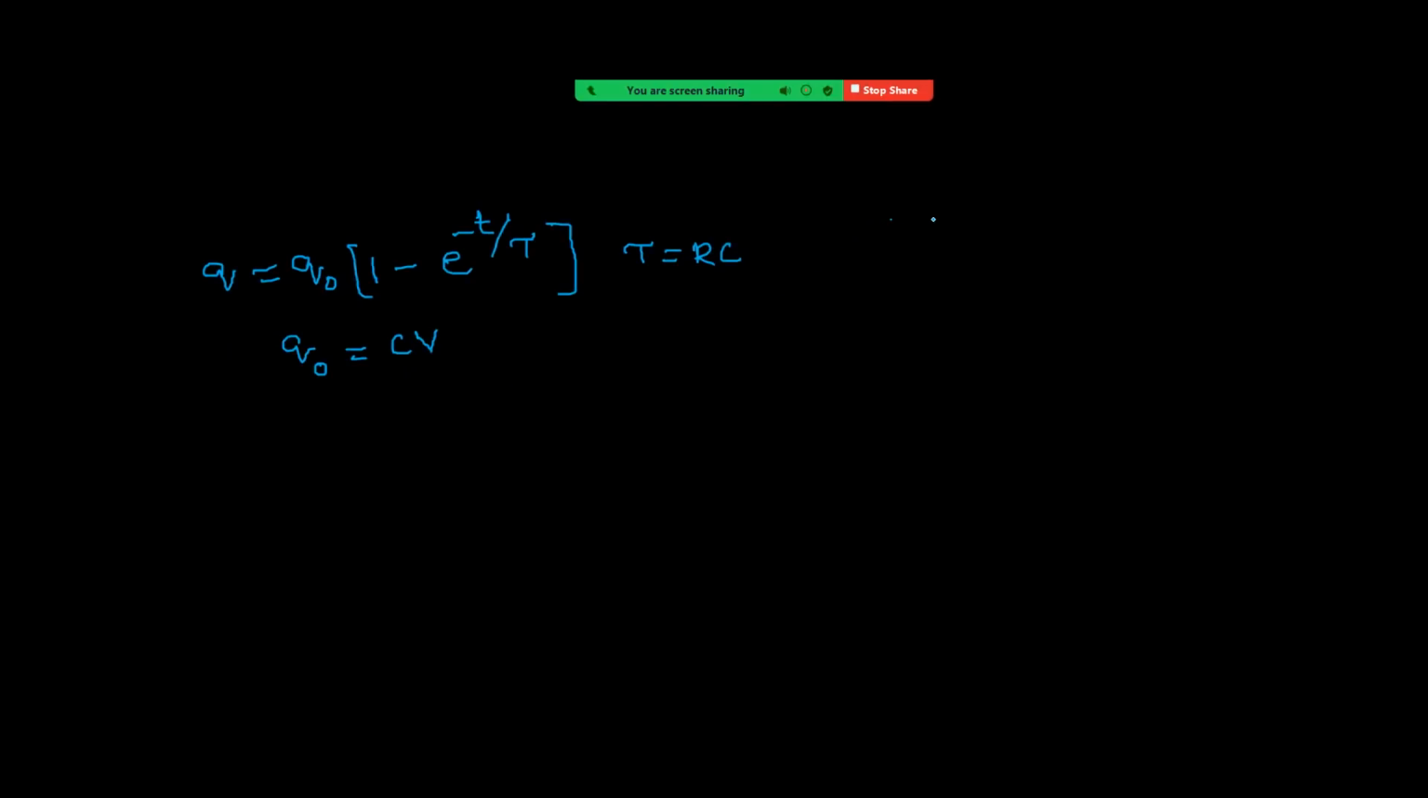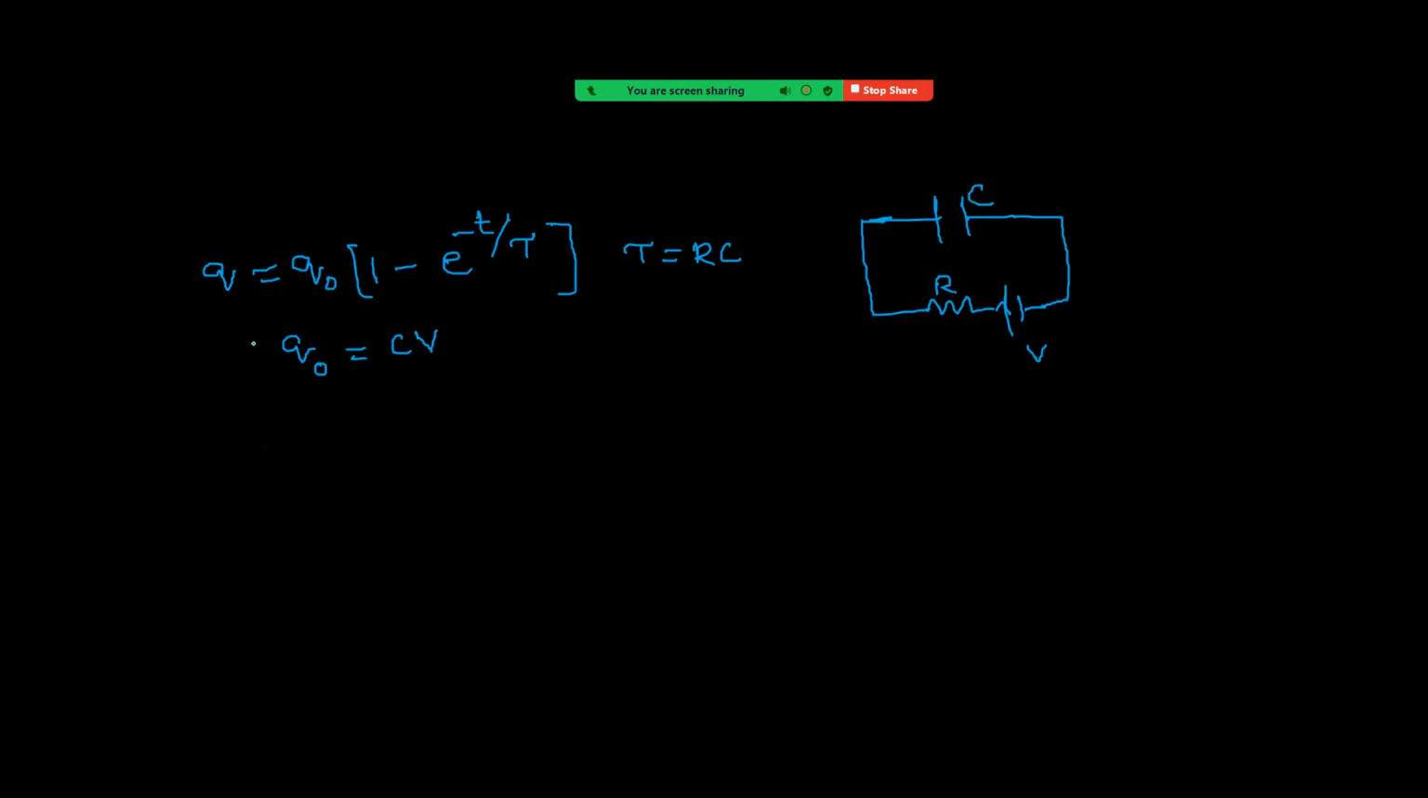Otherwise, take a diagram here. This is a capacitor, and there is a battery having resistance. So I'm taking V as the battery's EMF and R is its resistance. C is the capacitance.